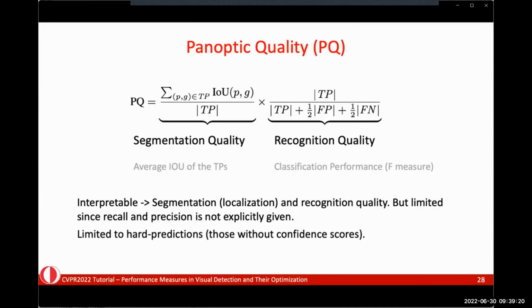And finally, panoptic quality is limited to hard predictions. These are those predictions without confidence scores. Theoretically, PQ can be extended to evaluate soft predictions, but this extension was not provided in the original paper. We will talk more about PQ and its analysis in terms of desirable properties of a performance measure in part 2.